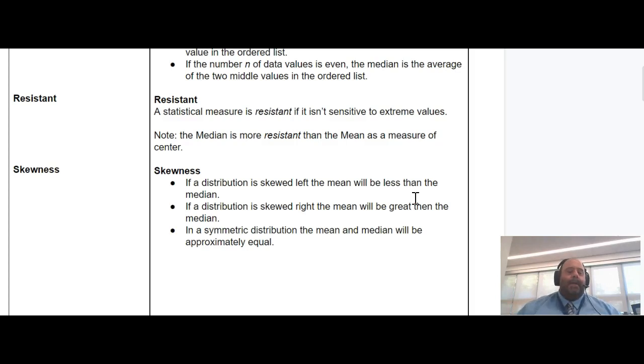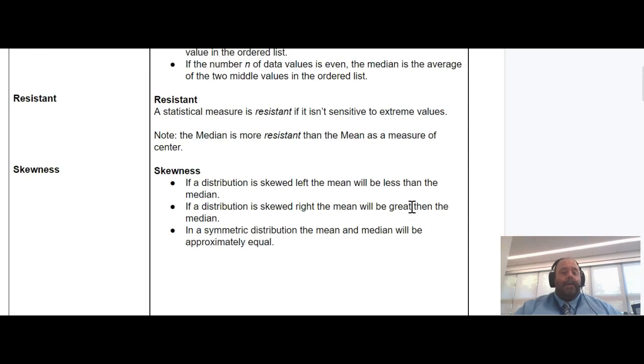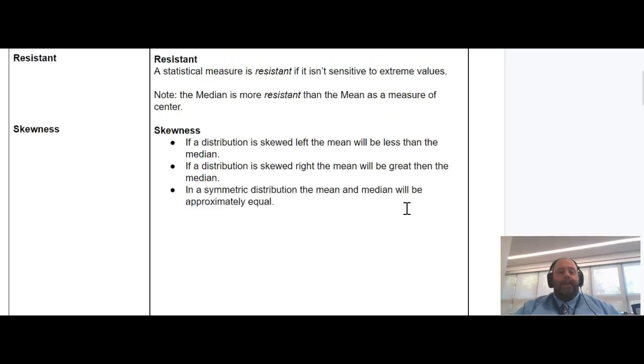If your data set is symmetric, chances are the mean and the median are going to be the same value or really close to each other. Okay? So this affects skewness. So it does affect the shape, right? The relationship of the mean and the median affects the shape of the data set. There you go. All right.